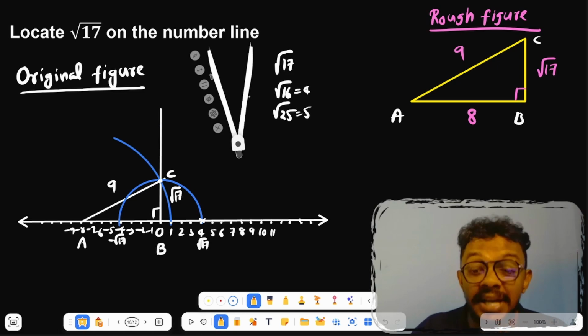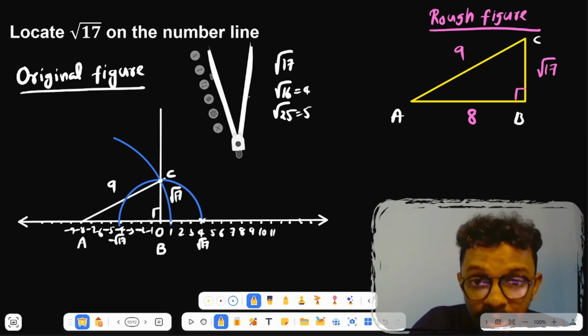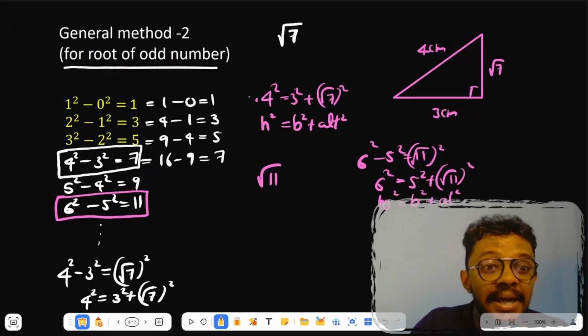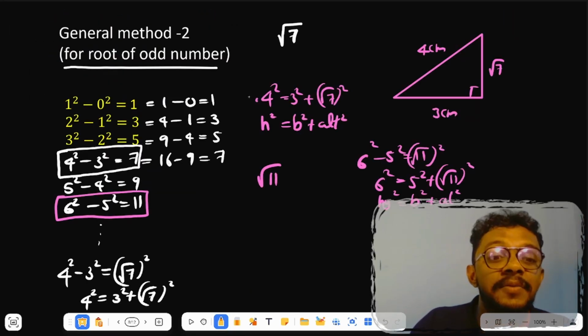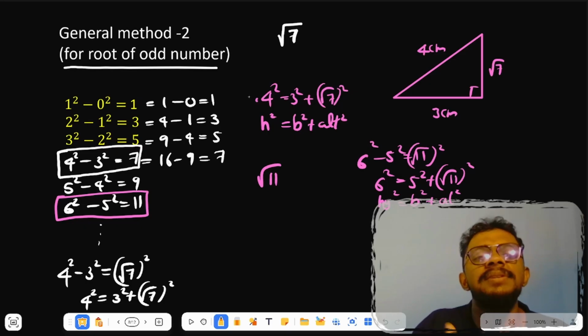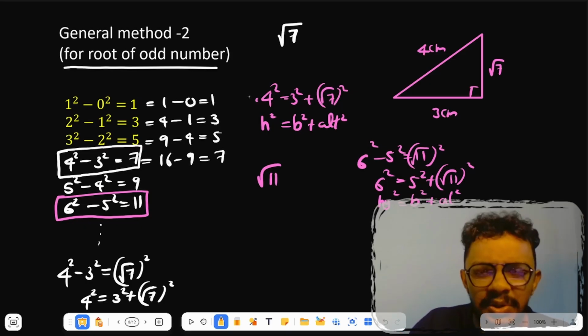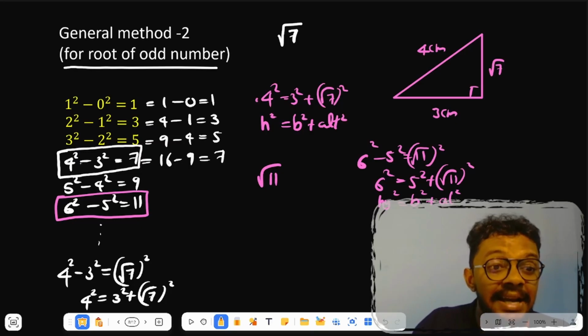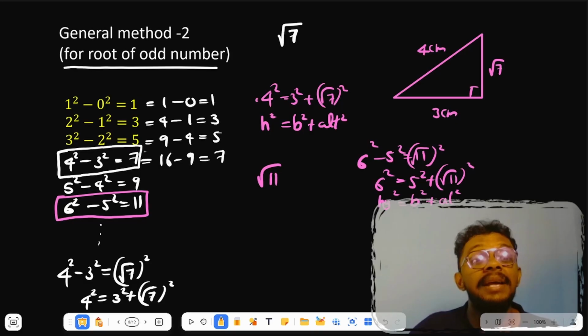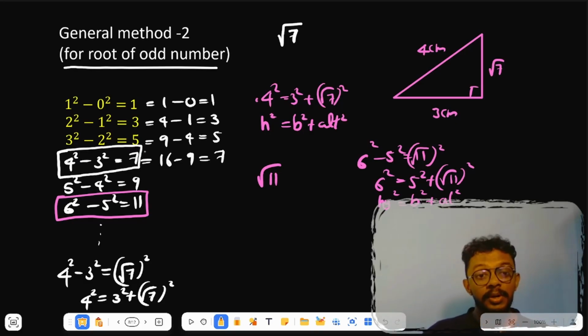Once again, I'm repeating the strategy. Strategy number 2: if my question is the root of an odd number, by this pattern, find adjacent squares whose difference is that odd number. So if it is root 7, I will write 4 square minus 3 square equals 7. What does that mean? If I have a right angle triangle with hypotenuse 4 and base 3, automatically the altitude will be root 7.